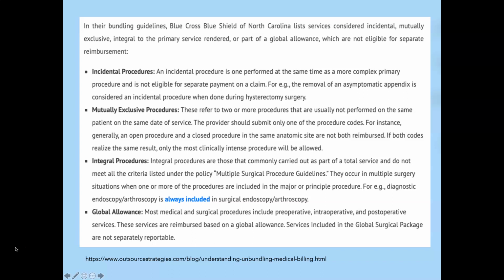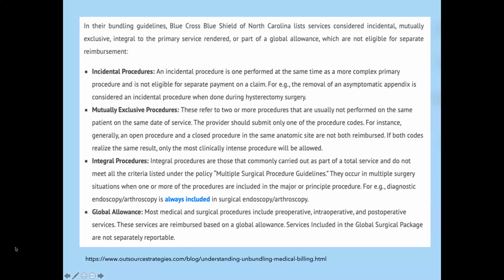Mutually exclusive procedures: this is when you have two or more procedures that are usually not performed on the same patient on the same date of service. The provider should submit only one of the procedure codes. An example they give us is that if you do an open procedure and a closed procedure in the same anatomic site, both are not going to be reimbursed. You want to code and bill the most clinically intensive procedure, which would be the open.